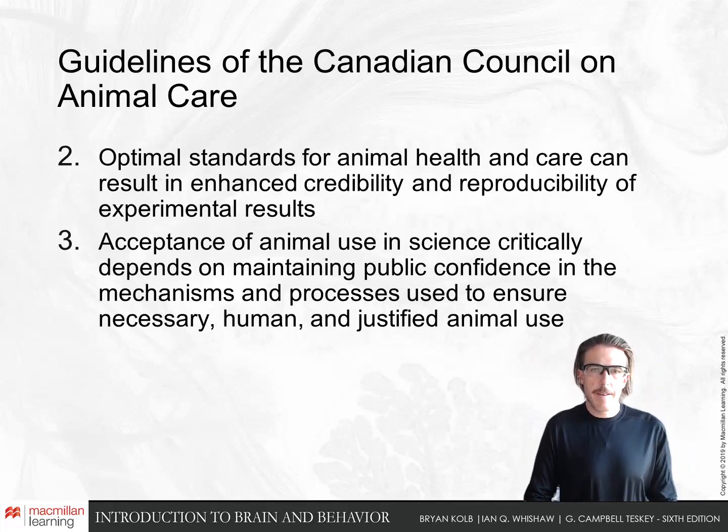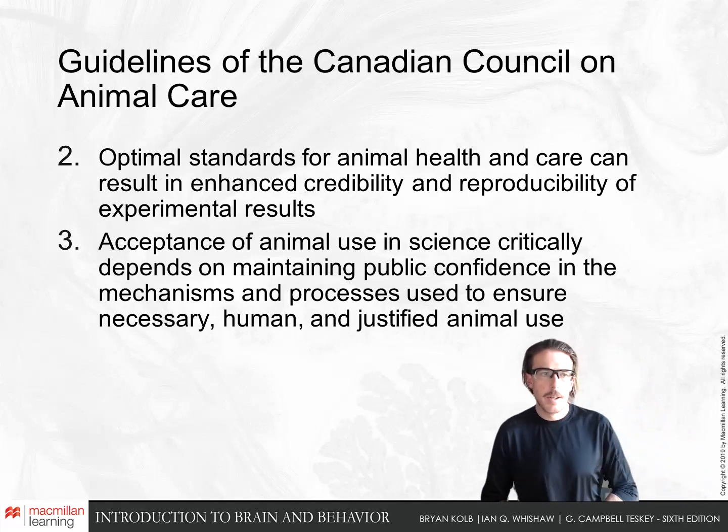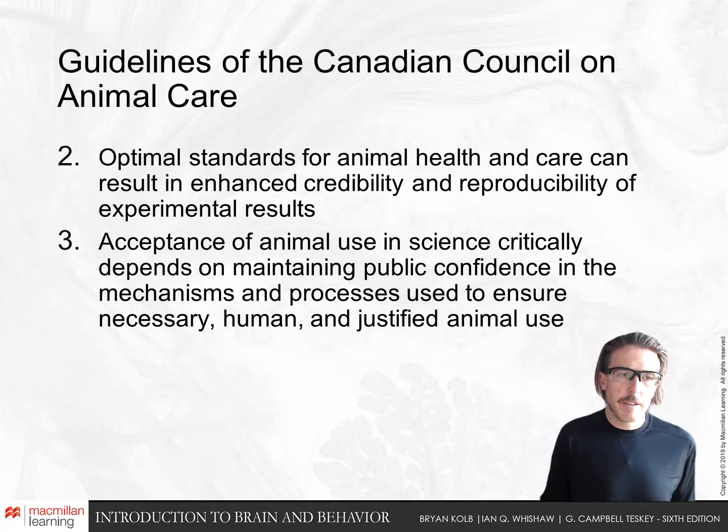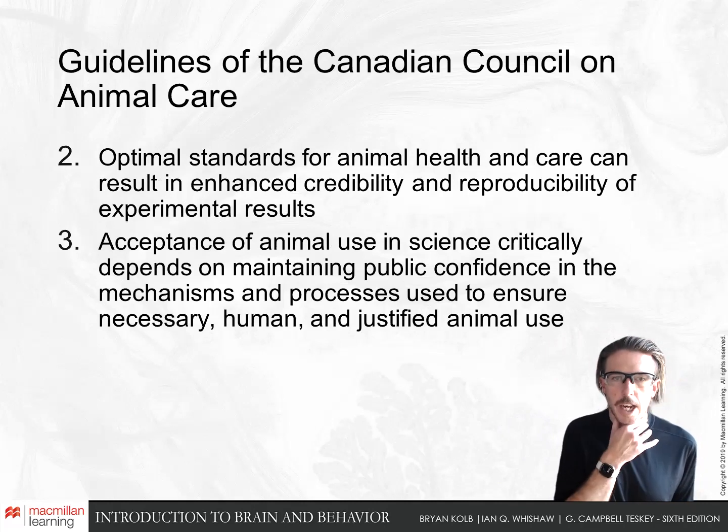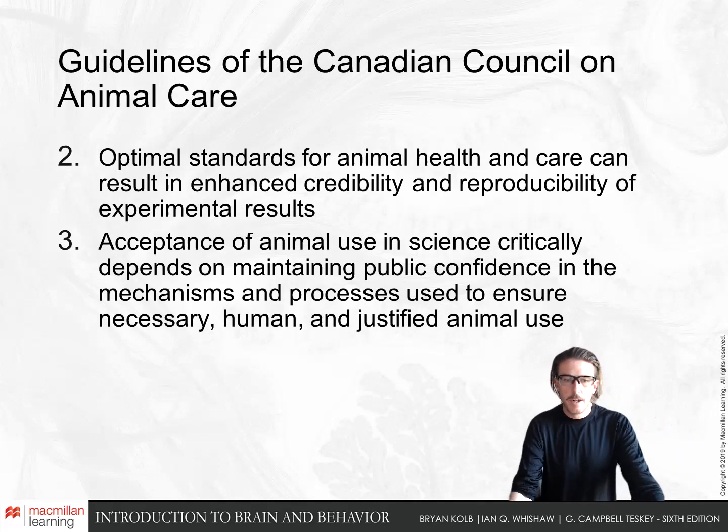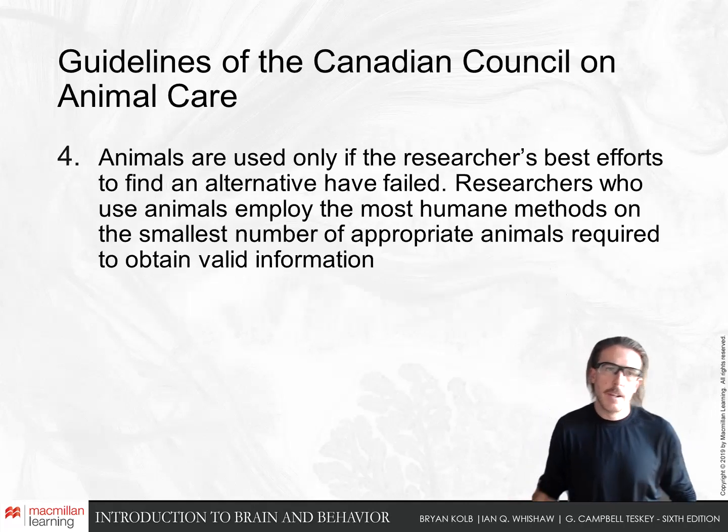And the better we care for our animals and the more standards we have for their health and wellness, the more credible and reproducible our research will be. And acceptance of animal research by the community depends on maintaining confidence in the process of justifying animal research. That's why I'm telling you, for instance, right now, the different types of governing bodies that govern our use of animals in our research, so we can better understand the checks and balances that we have.